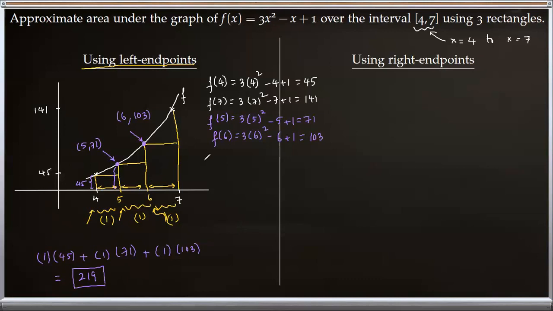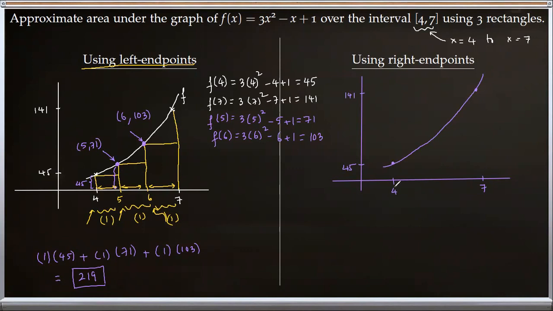Now let's repeat the process using the right endpoints. I'm going to try to draw the graph again. Our 4 is here and 7 is here. So it goes through the point 4, 45, and through the point 7, 141. So this is how the graph looks like.